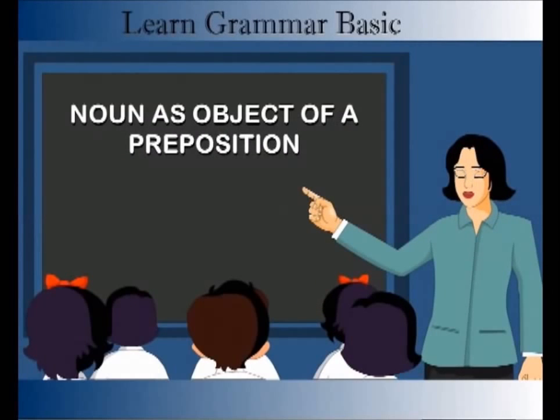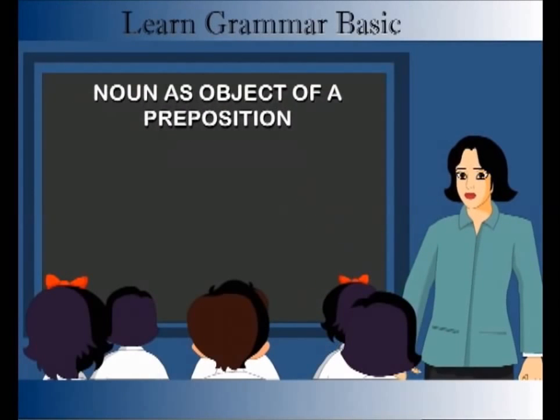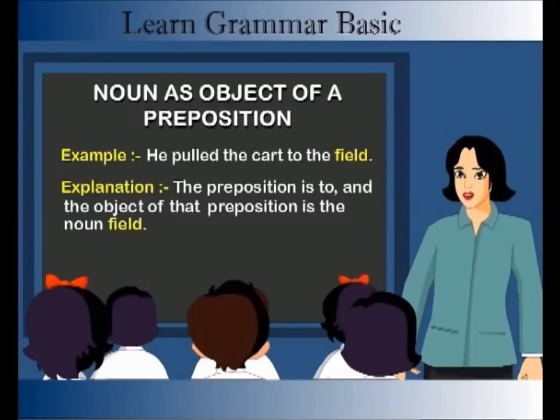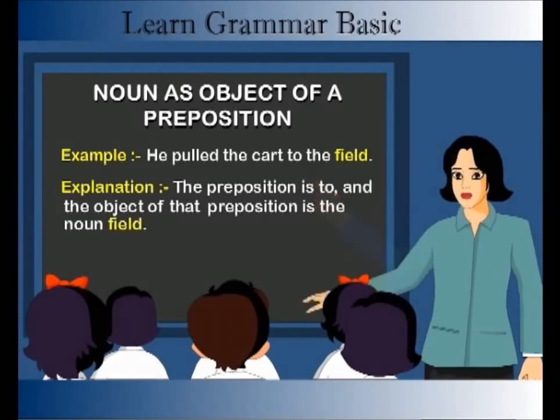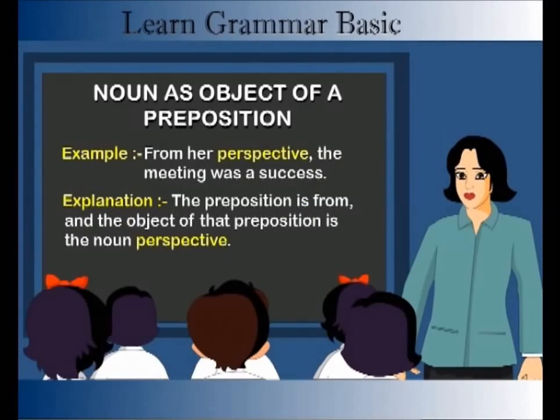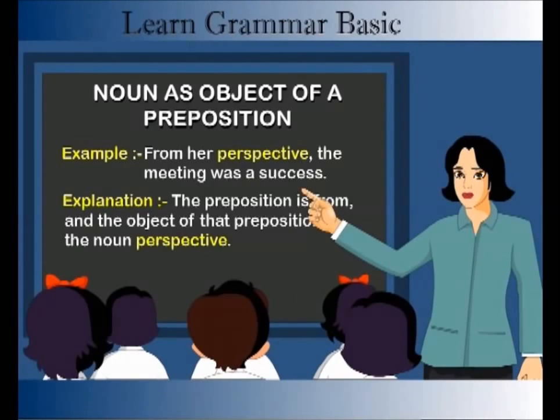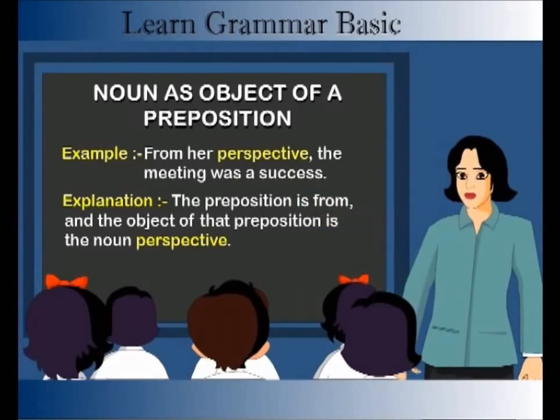Noun as object of a preposition. Example: he pulled the cart to the field. Explanation: the preposition is to and the object of that preposition is the noun field. Example: from her perspective, the meeting was a success. Explanation: the preposition is from and the object of that preposition is the noun perspective.